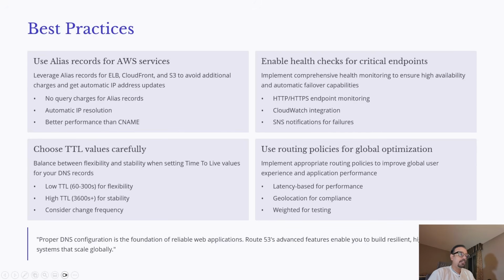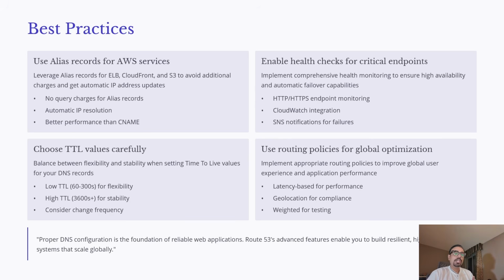Now, the third thing you have to consider is time to live values. You have to choose this carefully because time to live controls how long the DNS records are cached. Use a low time to live, that is 60 to 300 seconds, when we are expecting frequent changes, and you can set it to a higher level, that is 3600 seconds or more, for stable records, because it is going to reduce the query load. And finally, you can use the routing policies for global optimization.